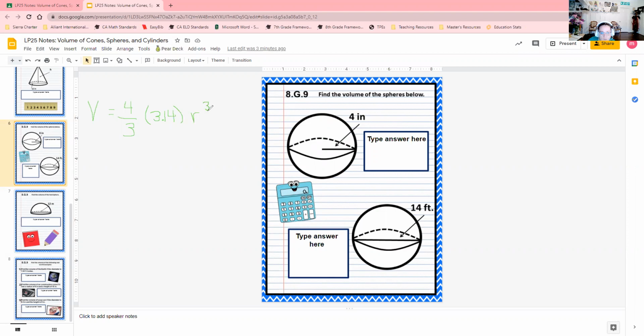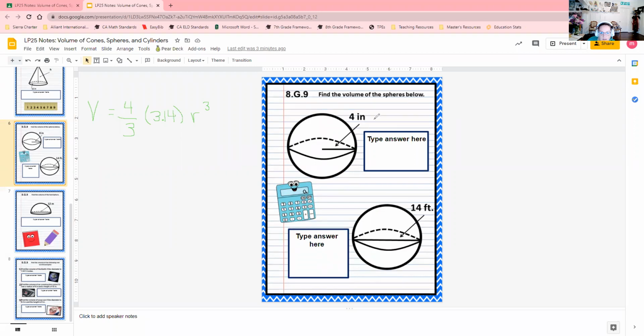radius cubed. Now the reason we do that instead of having an h is because your radius on this sphere goes in 3 directions. So we have it going side to side. You have an up and down, right? But you also have front to back. So all of those give us our 3 dimensions, which is why we have our radius cubed.